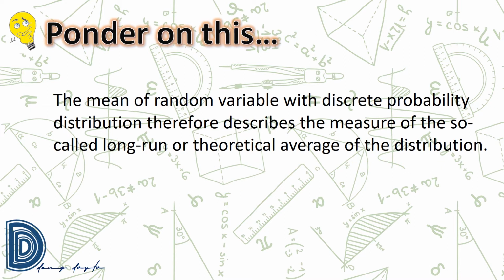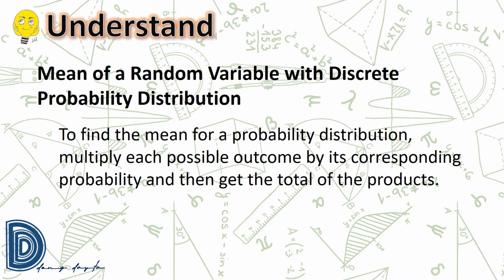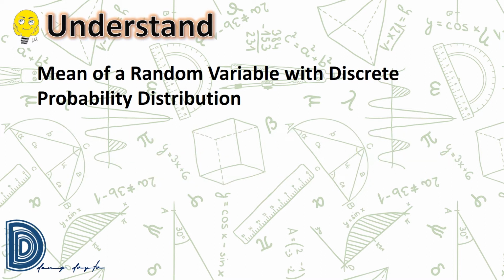The mean of random variable with discrete probability distribution, therefore, describes the measure of the so-called long run or theoretical average of the distribution. To find the mean for a probability distribution, multiply each possible outcome by its corresponding probability and then get the total of the products.